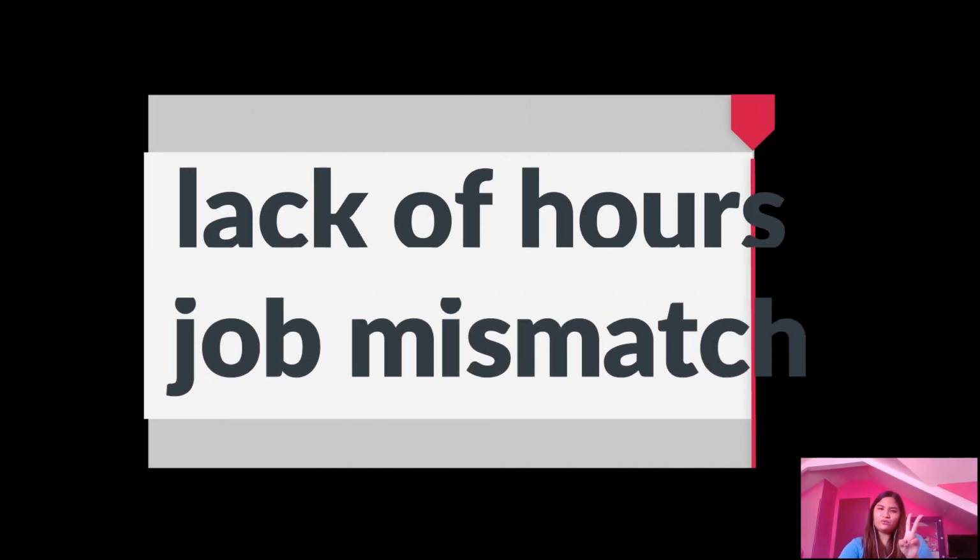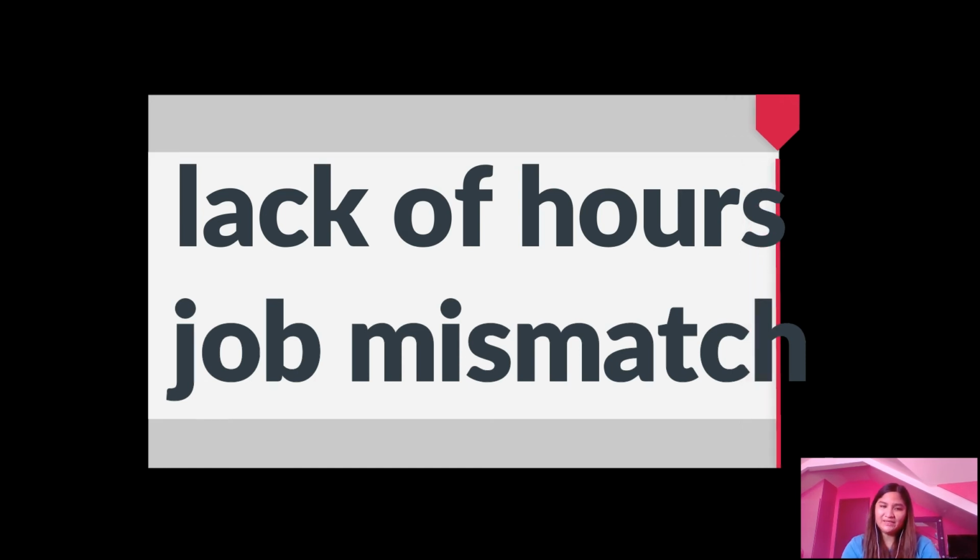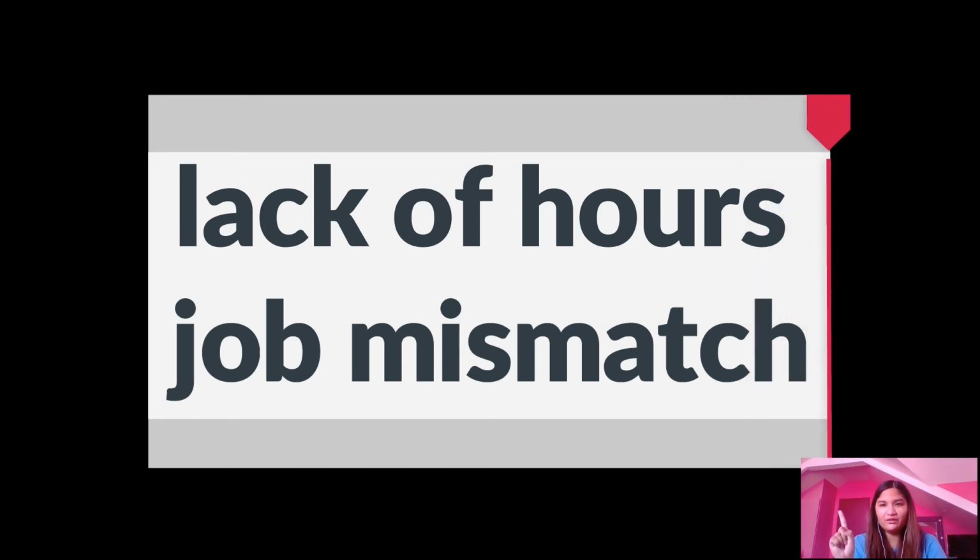So, yun yung two situations where someone is considered as underemployed. Again, the first one is if there is lack in hours. Second is if there's a mismatch in your skill and your job.